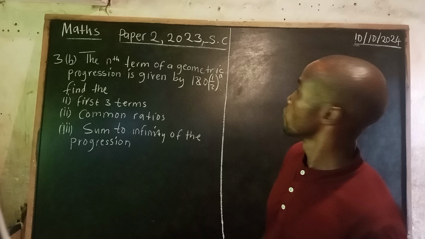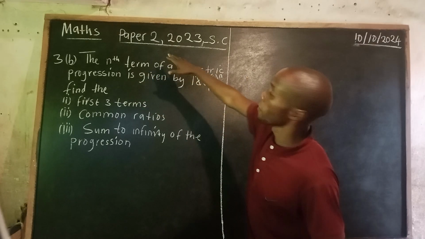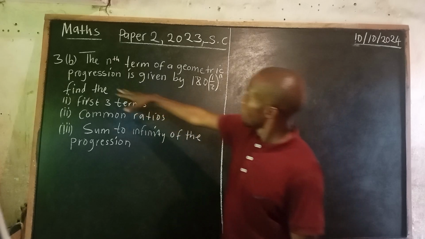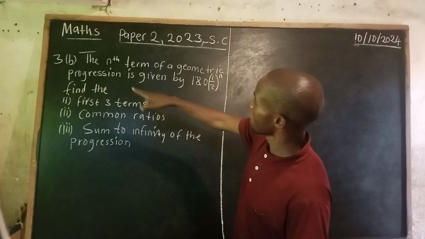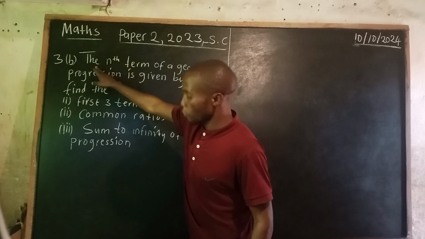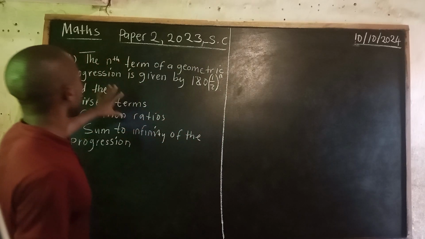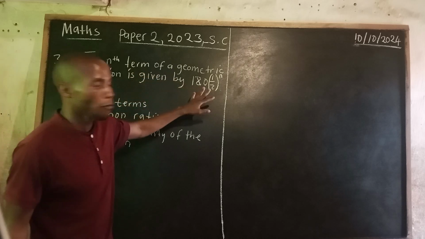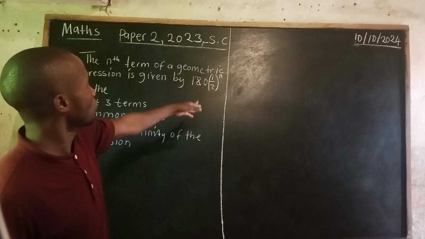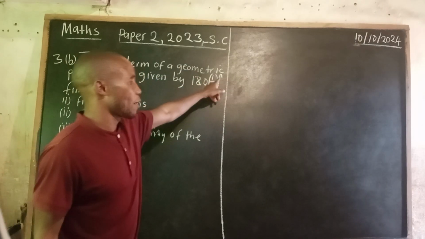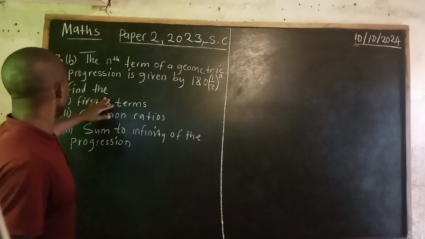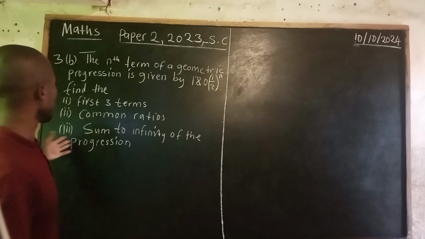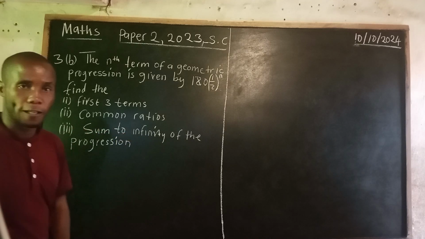Yes, today's lesson we are going to look at a question from Paper 2, 2023, School Certificate, that is internal. This question was question number 3B. Let me go through the question and see how we are going to handle it. The nth term of a geometric progression is given by 180 (1/2)^n. Find the first three terms, the common ratio, and the sum to infinity of the progression.